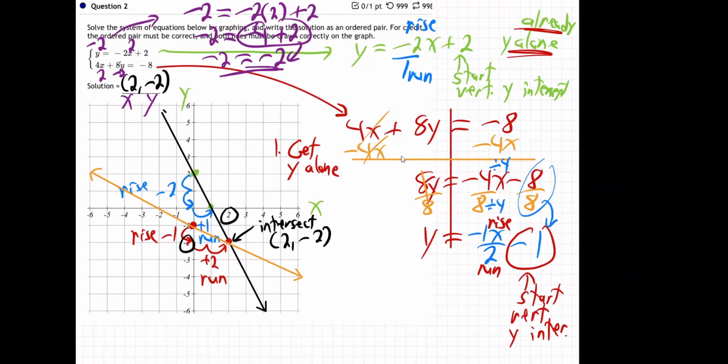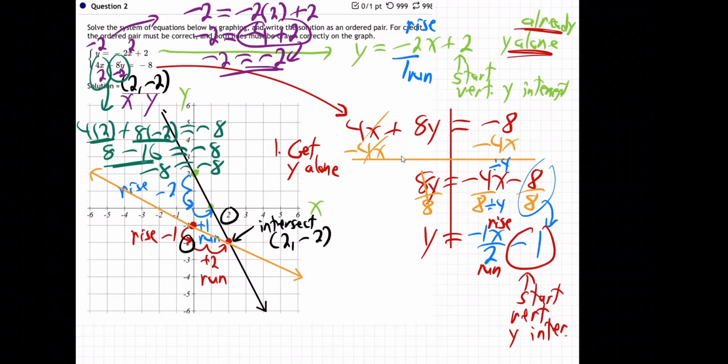If you grab, I'm running out of colors here, the second equation, maybe I'll just bring it right down here. I plugged in 2 right there. I get 4 times 2 plus, and this is what, 8? 8 times -2. Does that really equal -8? That's 8 minus 16, right? 4 times 2 is 8. 8 times -2 is -16. Does that equal -8? 8 take away 16 is -8 equals -8.